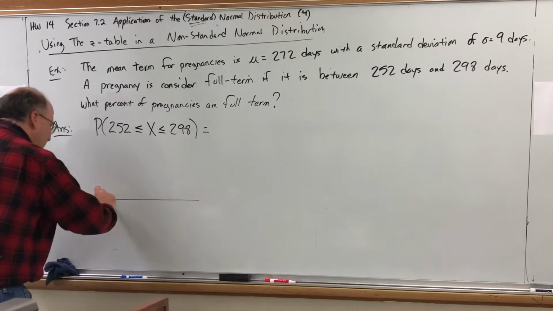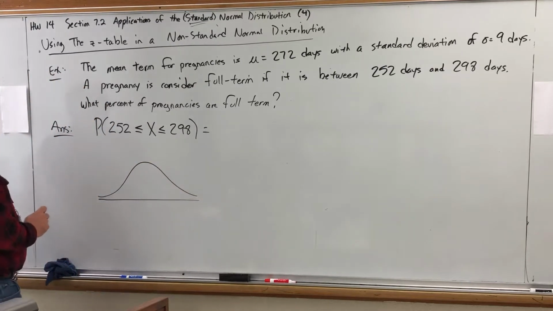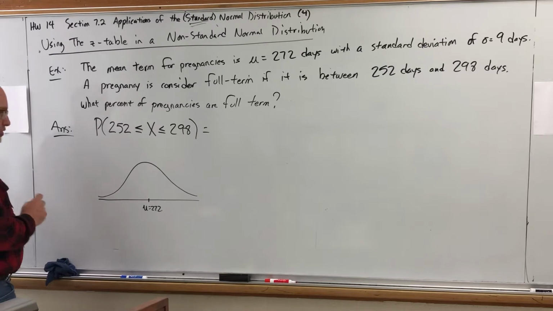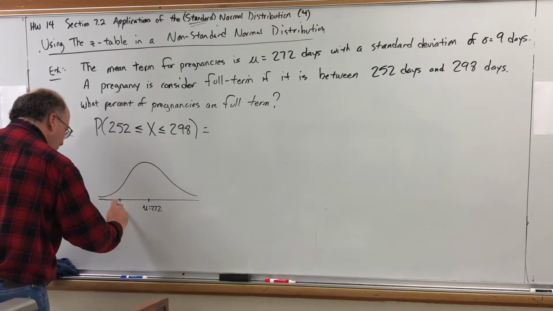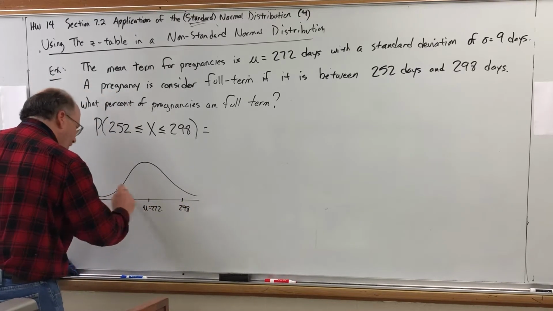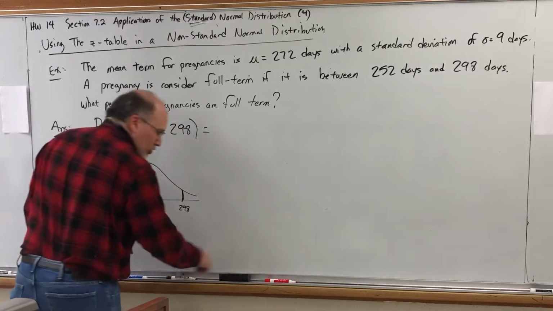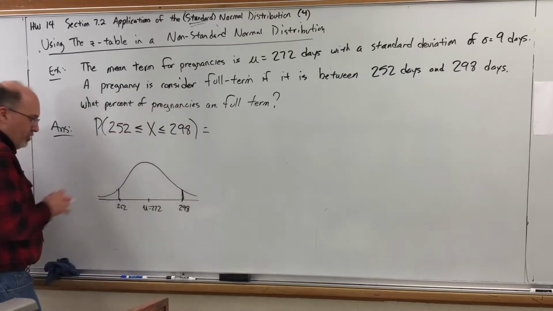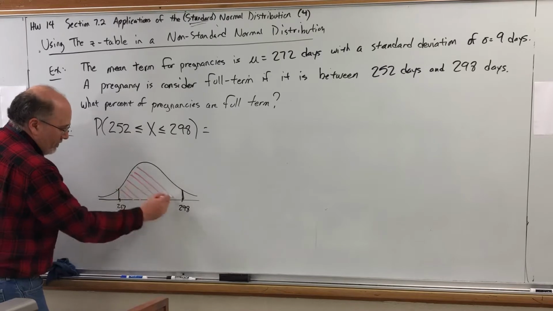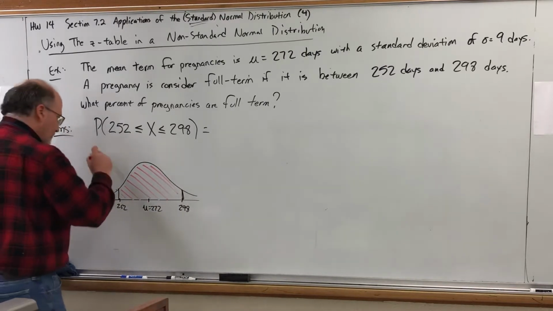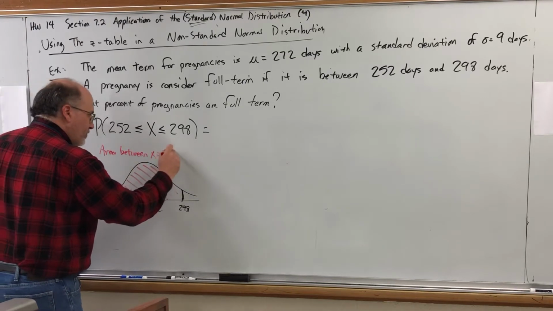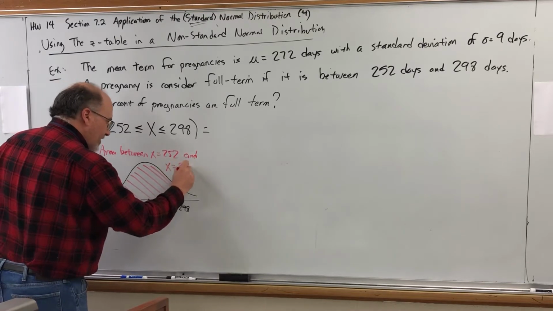Visually, that means if we set up the bell curve for the pregnancy distributions, where the mean is 272, then 252 would be to the left of it, and 298 would be to the right of it. And if we draw vertical lines up from 252 and 298 up to the curve, then the percent that we're looking for is going to equal the area between x equals 252 and x equals 298.